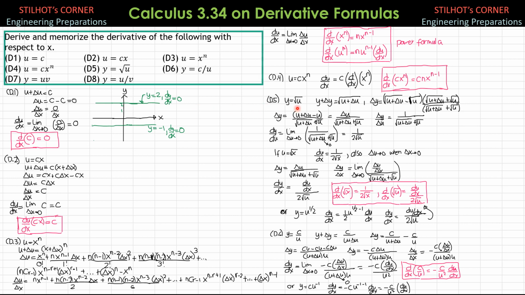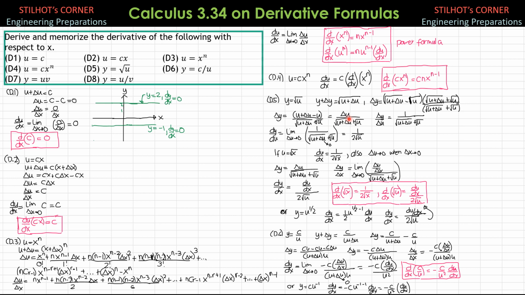d.5, y equals square root of u. Using limits, y plus delta y equals square root of u plus delta u. So delta y equals square root of u plus delta u minus y, which is square root of u. Then we multiply and divide by the conjugate of this numerator here. So square root of u plus delta u plus square root of u, over square root of u plus delta u plus square root of u. So the numerator becomes, you just remove the radical sign, u plus delta u minus u, over square root of u plus delta u plus square root of u. Then we can cancel u.